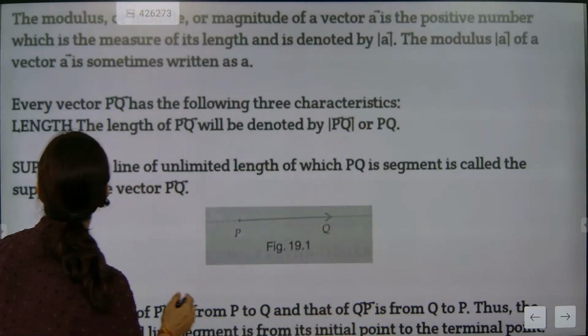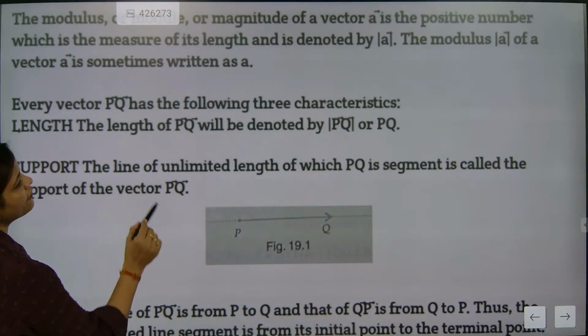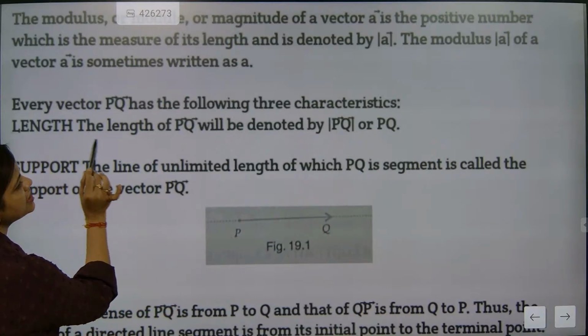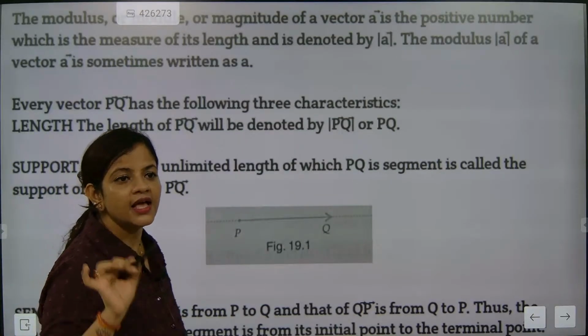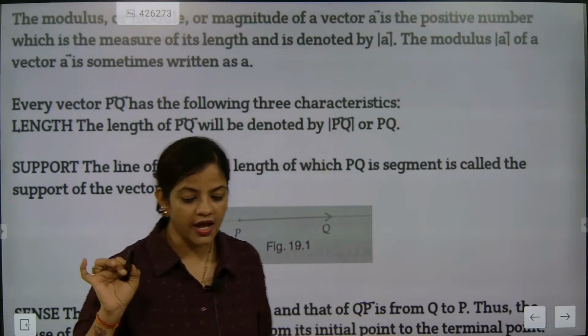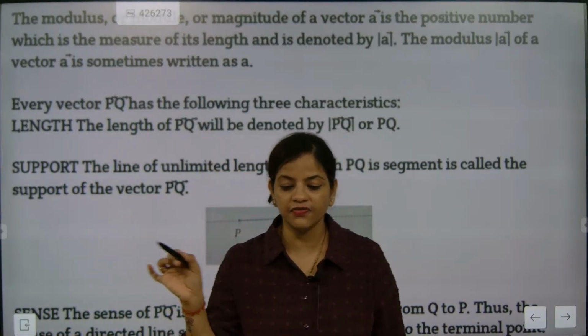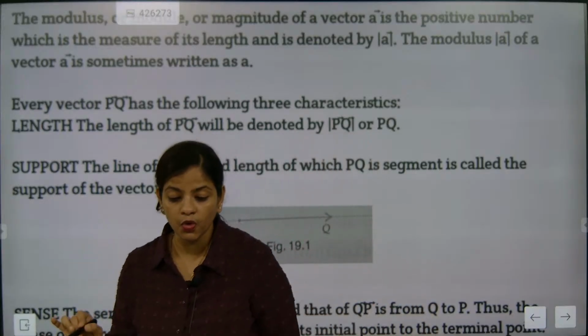The first part is every vector will have three important points. What are the three important points? Line, support and sense. What are they? Line, support and sense. Line is exactly coming from length. So line is giving you length. So length, support and sense.